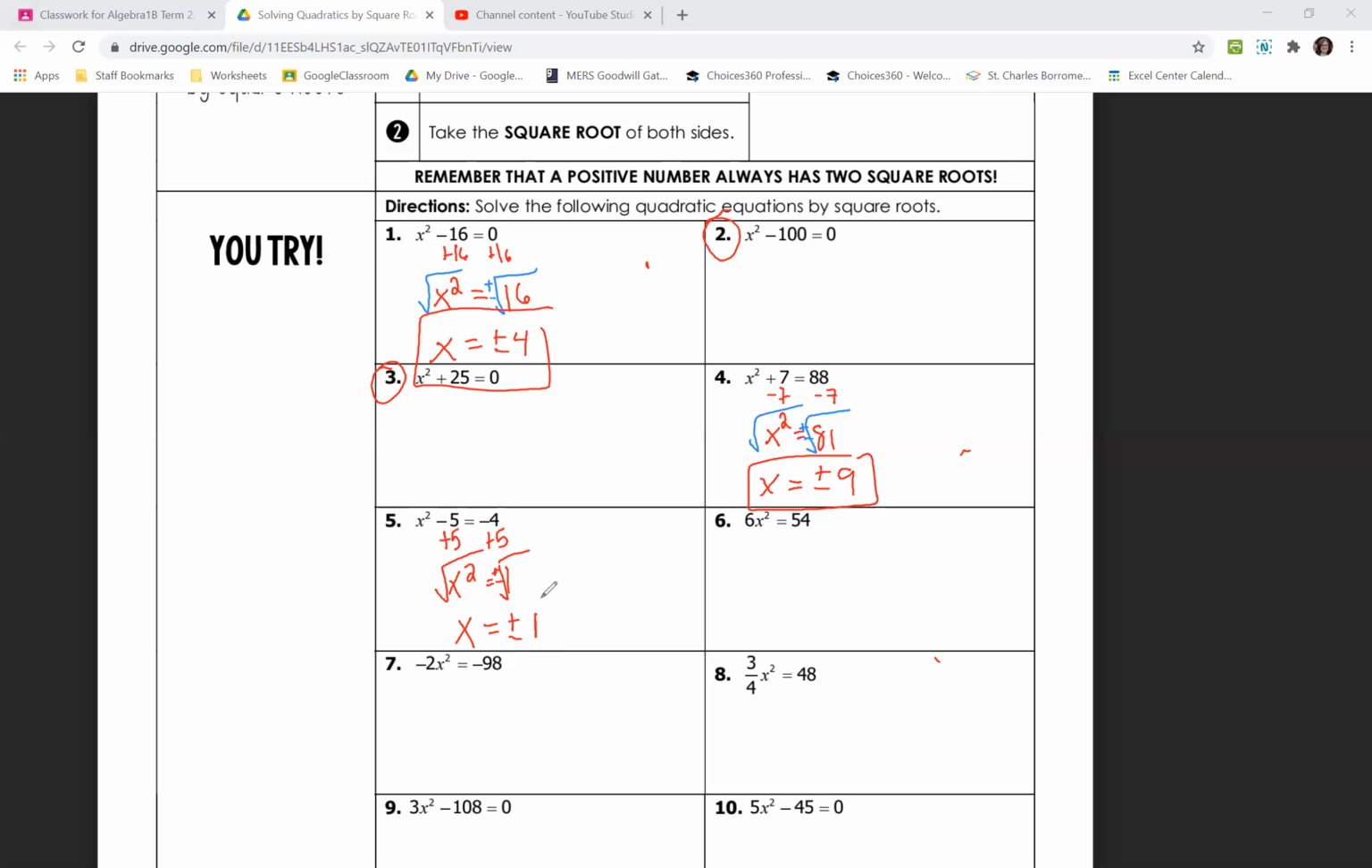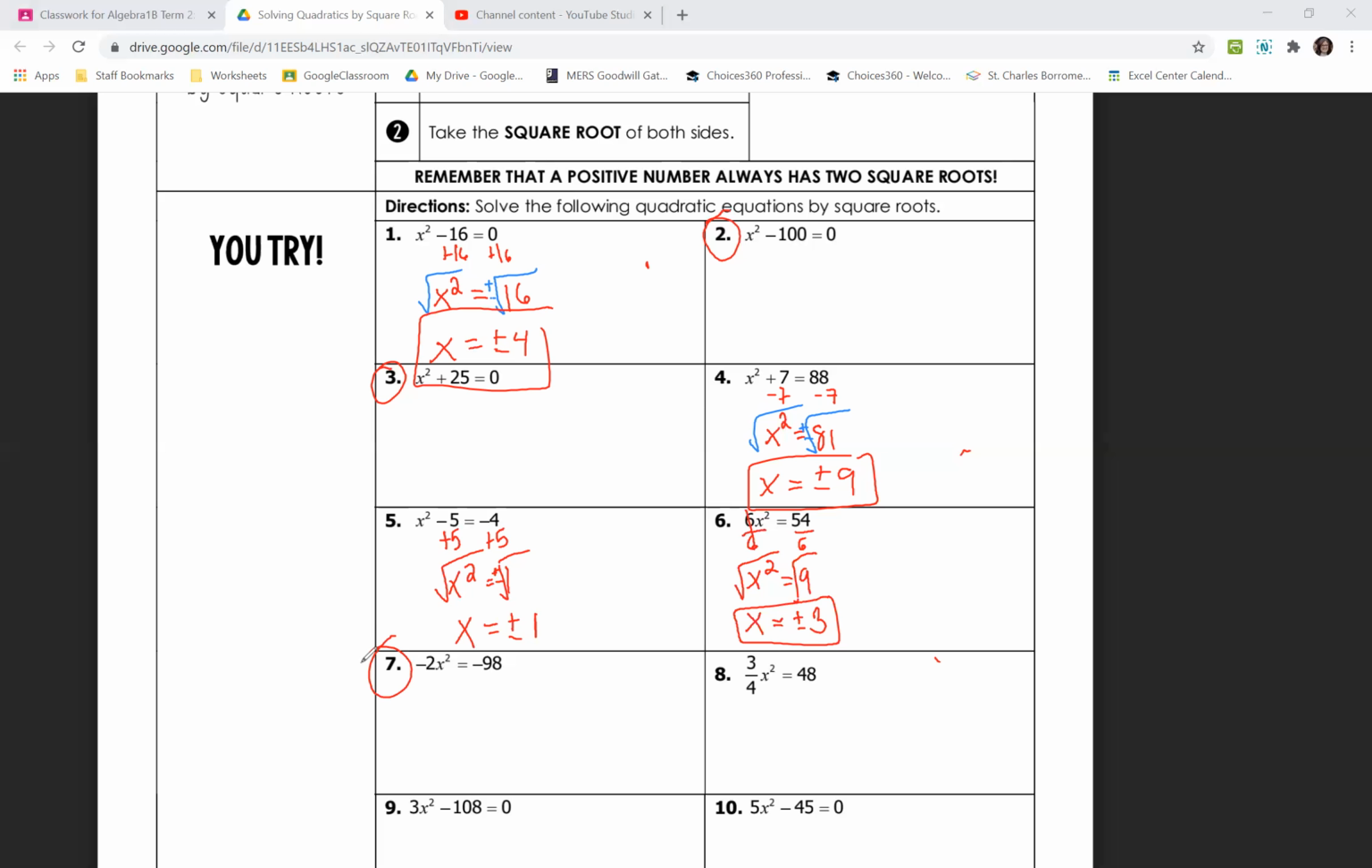Okay, so let's do number 6. I need to isolate that x squared. So the first thing I want to do is divide by 6. Okay, so those go away. X squared equals 9. Then I'll take the square root of both sides, okay? And I get x equals plus or minus 3, okay? Plus or minus 3. So I'm gonna let you guys do this guy. Don't forget that when you're gonna divide that negative 2 away, you have to divide by negative 2.